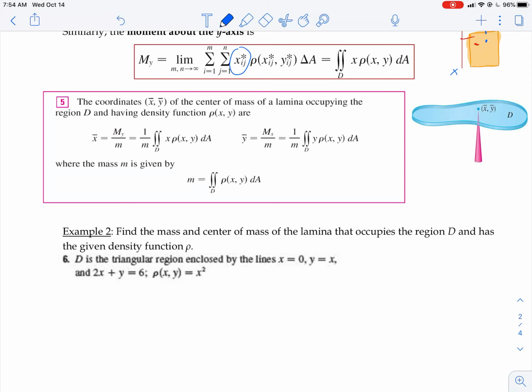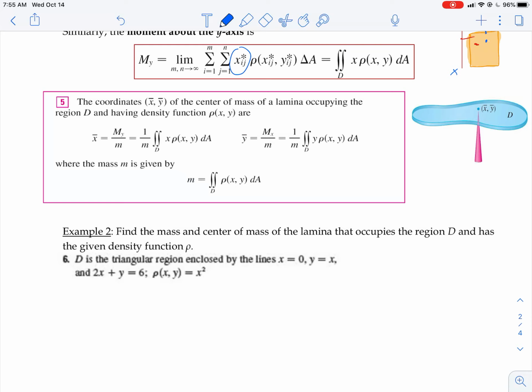So the coordinates x bar, y bar are the center of mass of a lamina occupying the region D and having density function rho of x, y. We're going to take our rotation about y and divide that by our total mass, and then we're going to get the average. If you've taken statistics, you know that when you take the average, you're going to find the center of things.